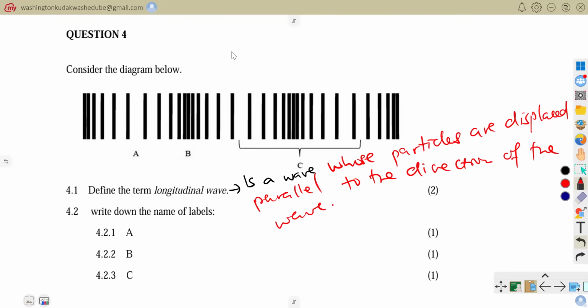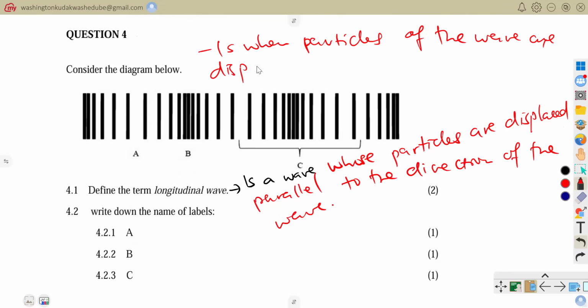So a longitudinal wave is when particles, or else you can say, when you do not want to repeat the word wave, is when particles of the wave are displaced parallel to the direction of the movement of the wave.